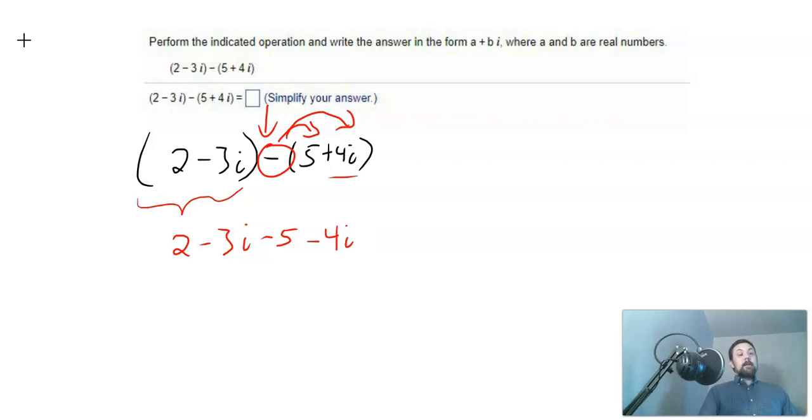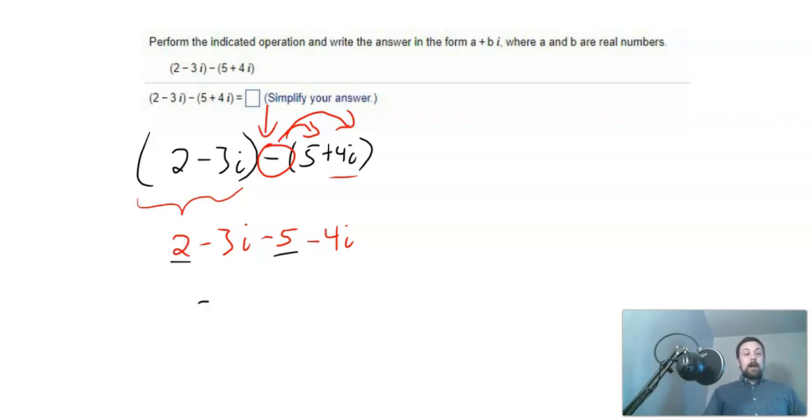And then we combine like terms. So the 2 and the 5 are your constants. I guess everything here is really constant. There's no variables because remember, i is not really a variable. But those are the two terms without anything attached to them. So they're just numbers. They're just real numbers. So they're like terms. We combine them together.